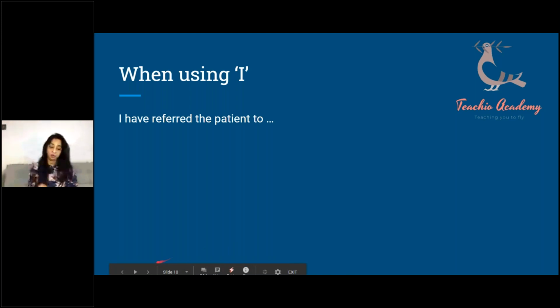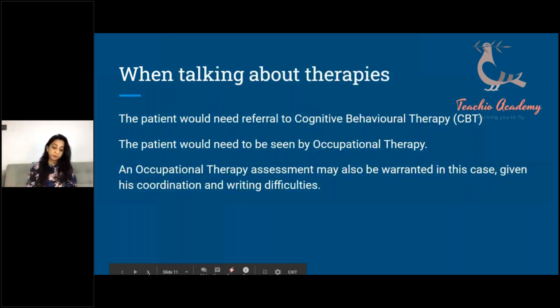Now, this is again an exception. When you're talking about therapies that you want to provide the patient, then that's also going to be in all capital letters. The patient would need a referral to cognitive behavioral therapy. Now notice that I've then put in CBT in all capital letters because that's an acronym.